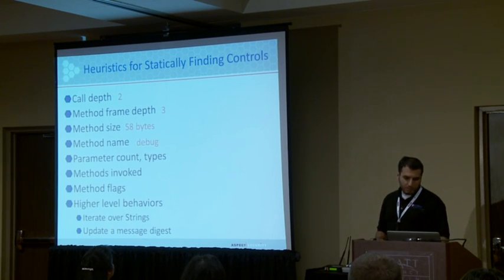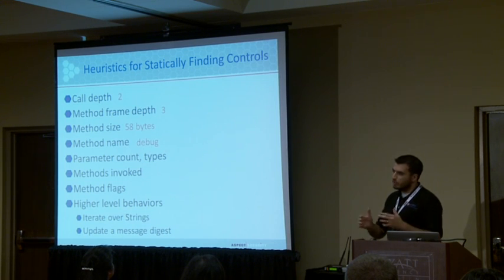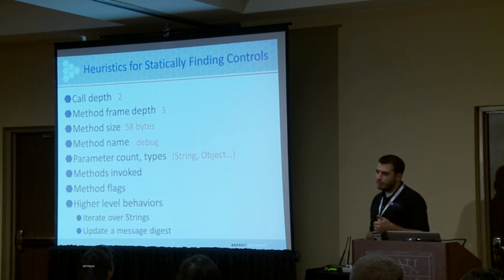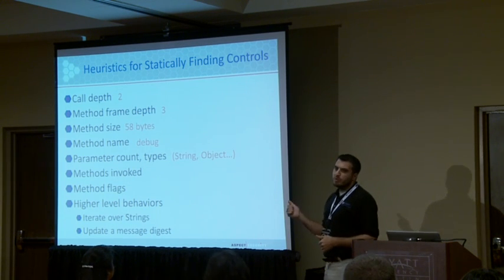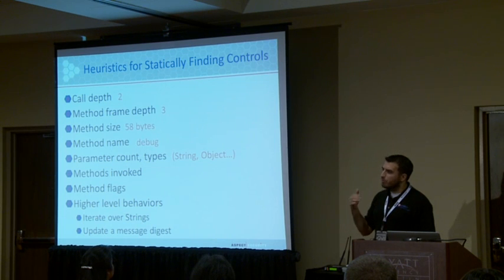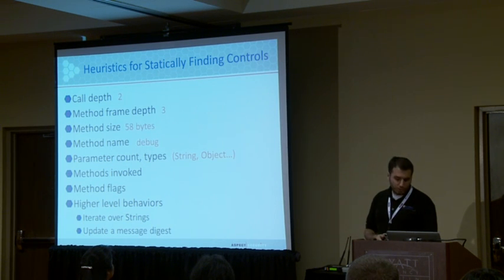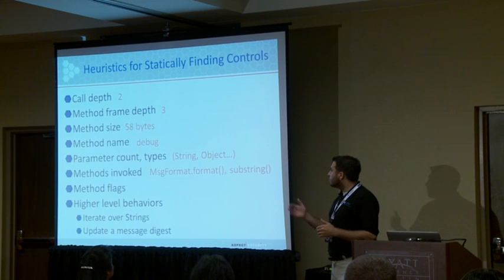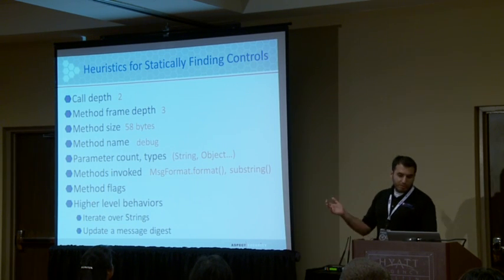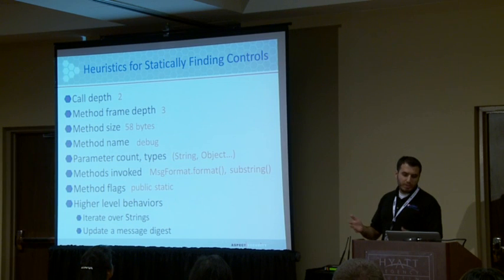The method name, debug. Maybe that means something to the heuristics that we're building. What are the parameters? A string and an object ellipsis, which means a variable number of arguments. So maybe you're starting to figure out what type of method this is, what type of security control this is. What are the methods that it invokes? Message format, format, and substring. Is this a private method? We check, and it's a public static method.